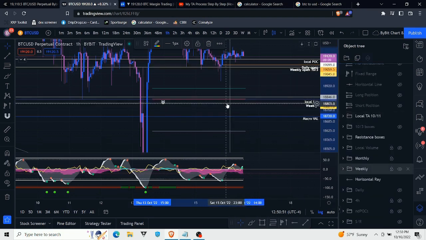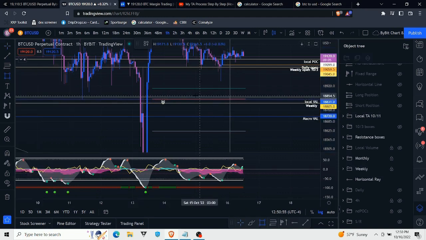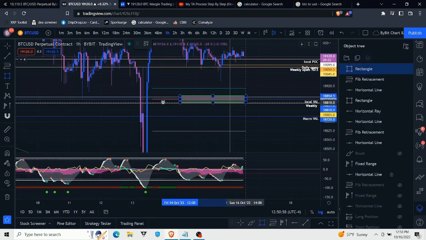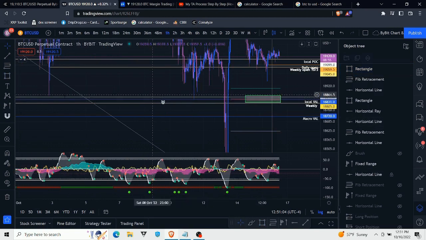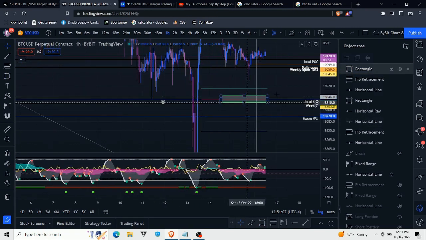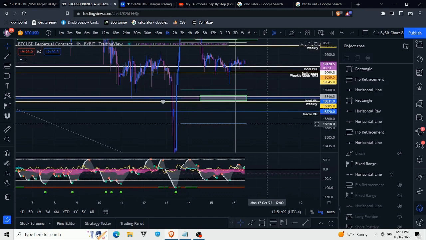And we do also have a weekly level right below this value area low. So probably this area right here, right around 18.8, is going to be support for us, I think. We also had some wicks down to this level. So that is probably going to be support number 1.